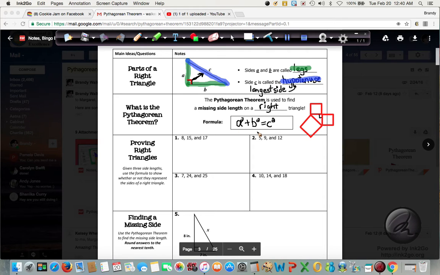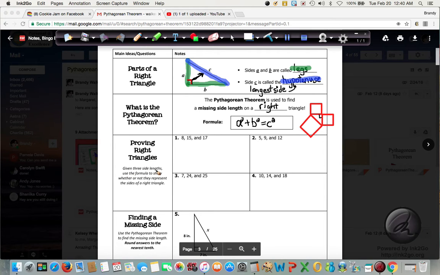You're going to be able to apply this in 3 different ways. One is proving if 3 numbers create a right triangle. You're going to be able to find the missing side, and then we'll do it a third way with word problems, and that's on the next sheet. So first, let's look at proving right triangles.